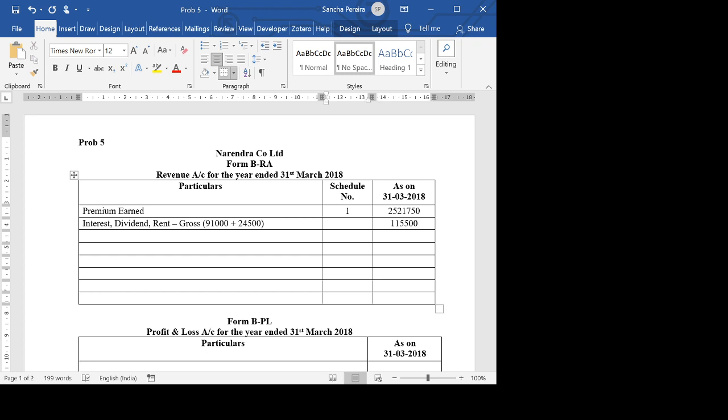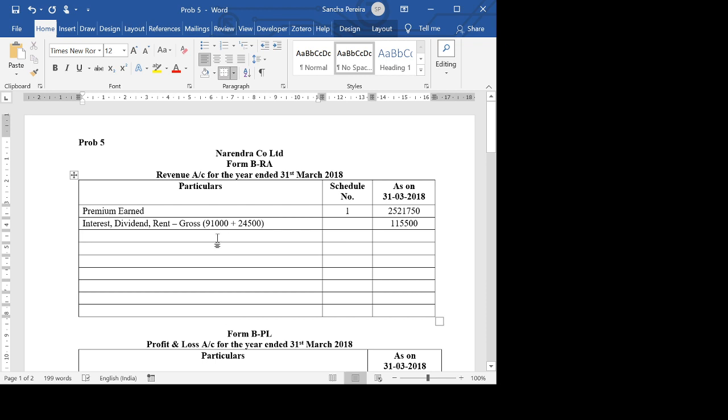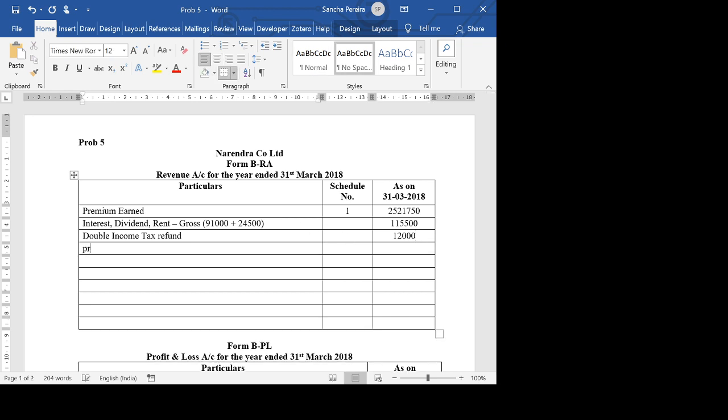Similarly, we have the double income tax refund, which is 12,000. And we have another item, which is profit on sale of motor car, which is 5,000. So this is going to give me my total of A. The total income here is 26 lakhs 54,250.